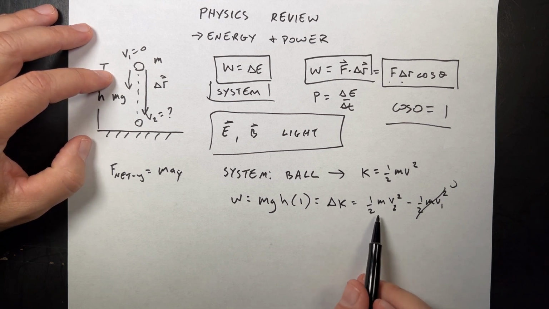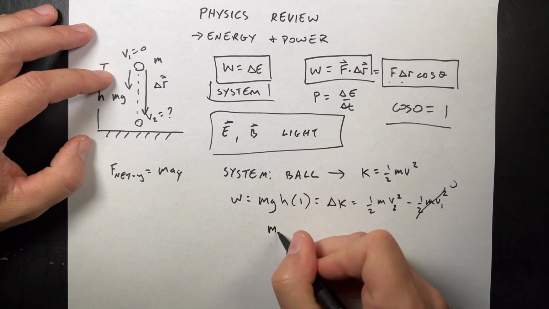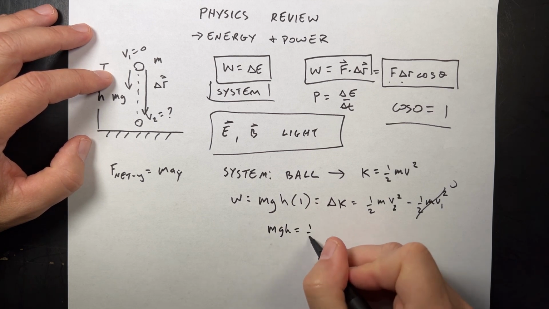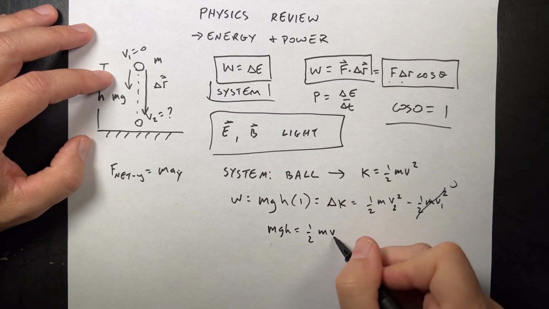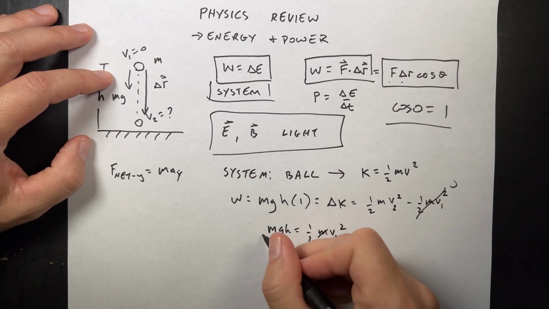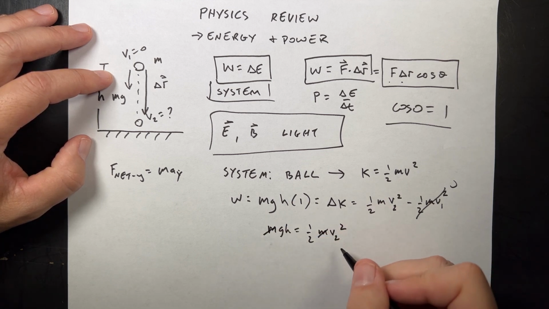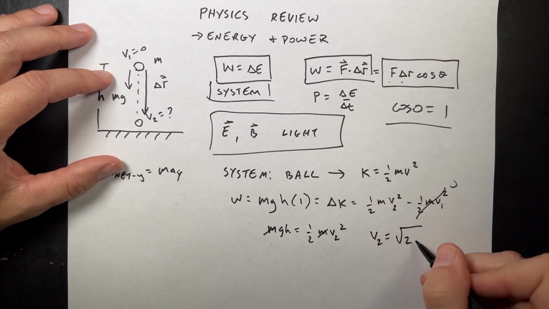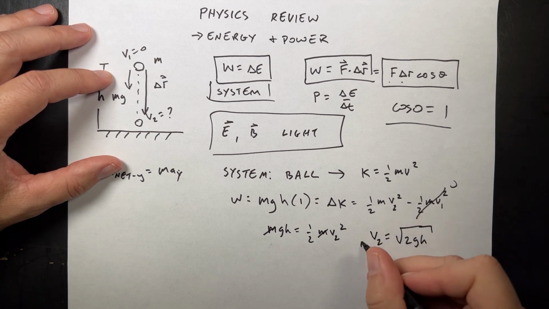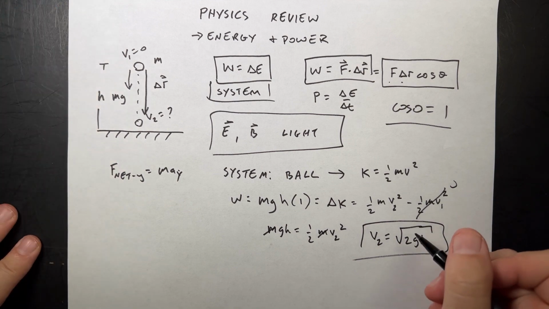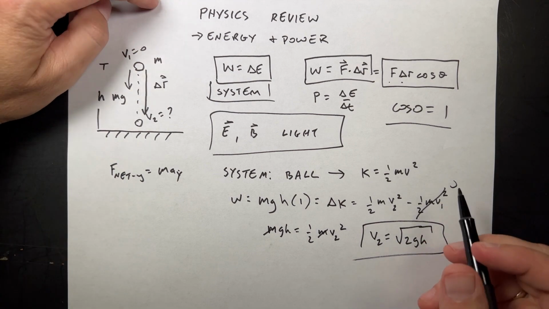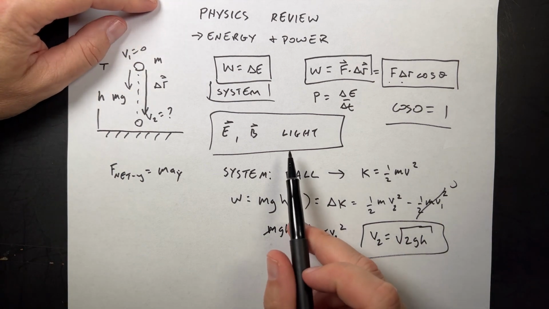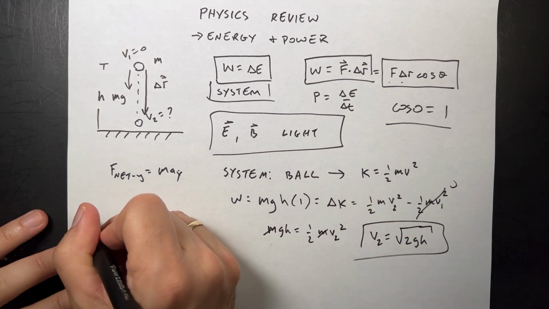And then I can solve this for the final velocity. It's not too hard. mgh is 1/2 mv2 squared. The mass cancels. I multiply by 2 and take the square root, and I get v2 equals the square root of 2gh. And that's how I would use the work-energy principle here. Okay. Now, it turns out that I could pick a different system.